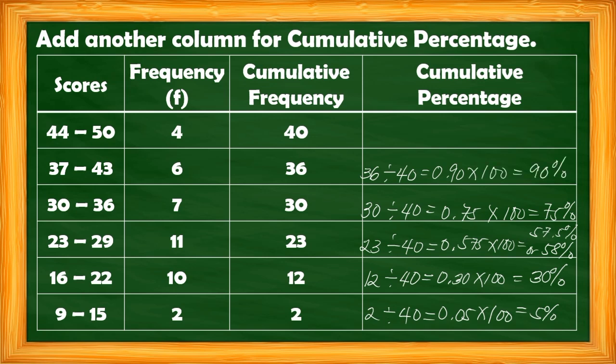So, sa cumulative percentage, magbe-base tayo dun sa column ng cumulative frequency, hindi dun sa frequency mismo. Next, 40 divided by 40, that is 1, times 100, that is 100%. So, sa cumulative frequency, ang kailangan makuha natin is 40 kasi yun yung total frequency, total number of students. Pero, kapag cumulative percentage, ang makukuha nating pinakamataas, maximum is 100% dapat. Kasi kabuuan na yun.